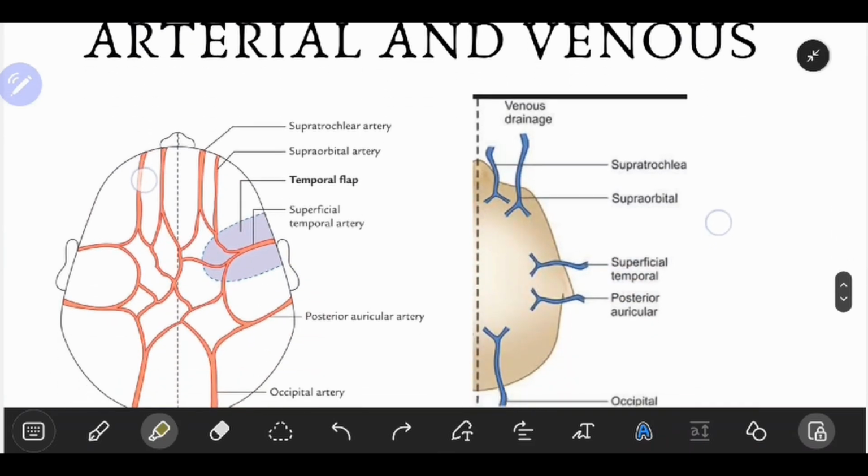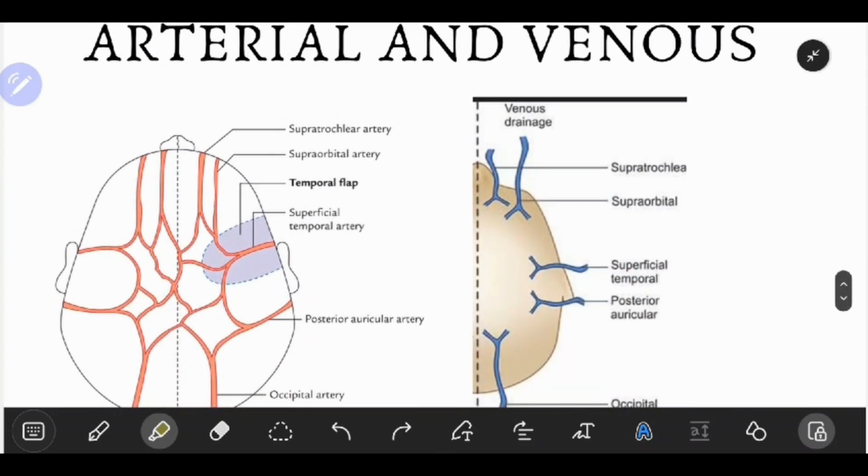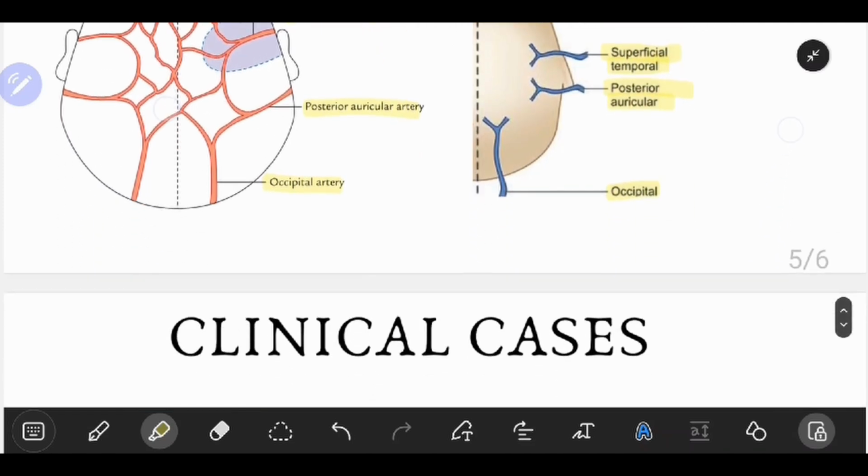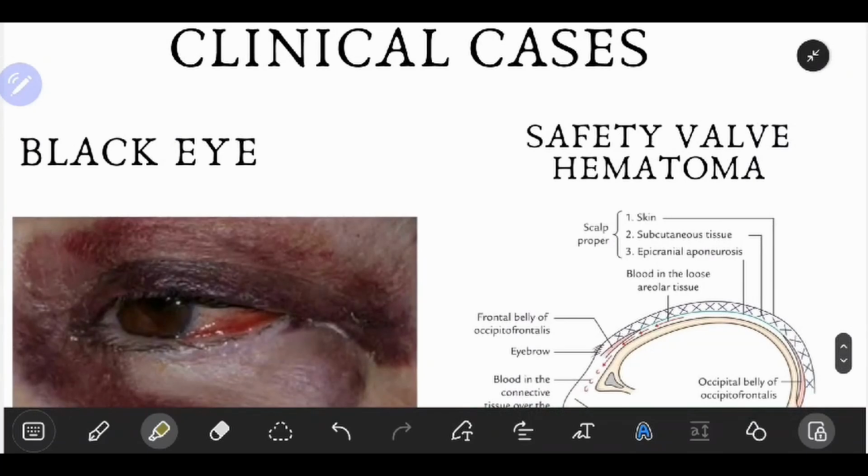Then you have your arterial and venous supply. Again, the same trick: supratrochlear, supraorbital, your occipital. Over your venous supply also the same: supratrochlear, supraorbital, occipital. And just remember the other two, that is superficial temporal artery, posterior auricular artery. Over here, the superficial temporal vein and posterior auricular vein. Great. Now we come to the clinical cases.